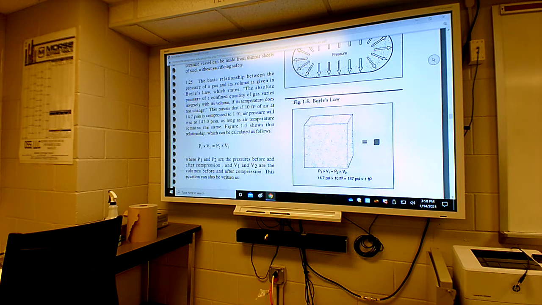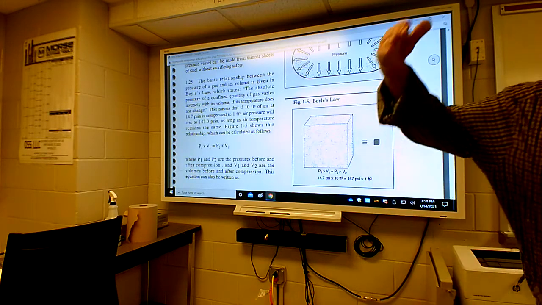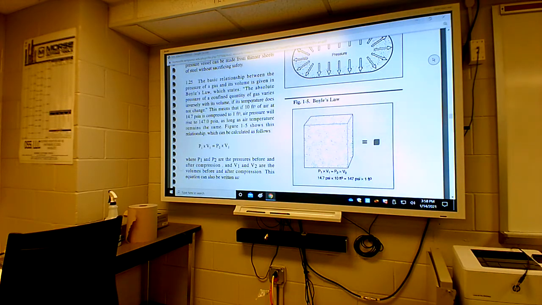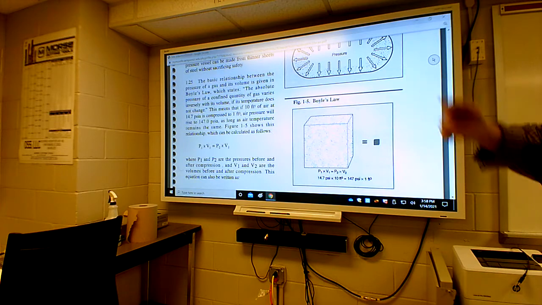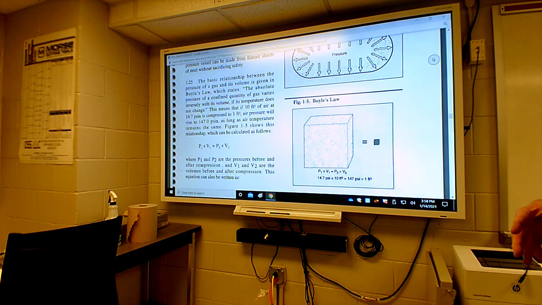They're saying if you have 10 cubic feet of air, which means 10 by 10 by 10, a cubicle, or 10 cubic feet, at 14.7 psi, and it's compressed down to 1 cubic foot, the air pressure is going to go up 10 times, so 147 PSIA, absolute, as long as the air temperature remains the same.